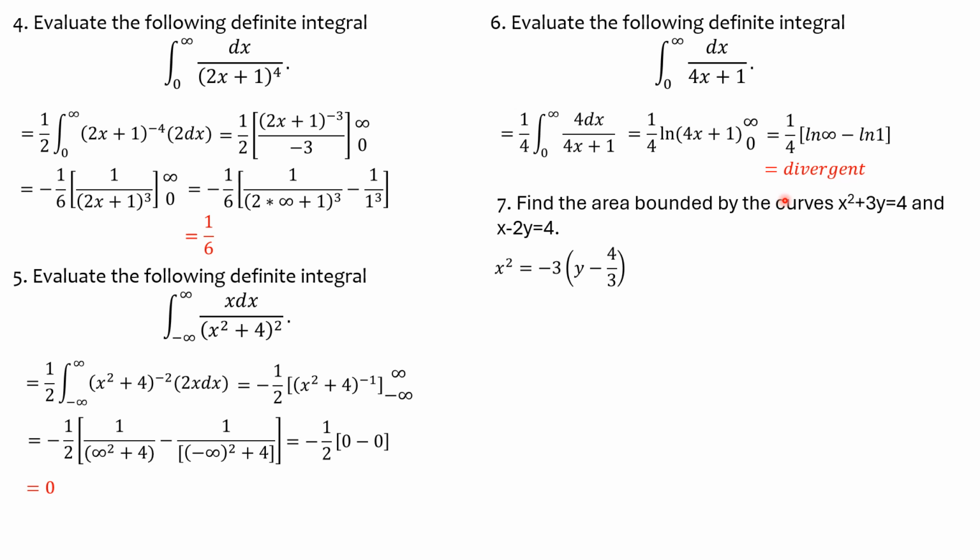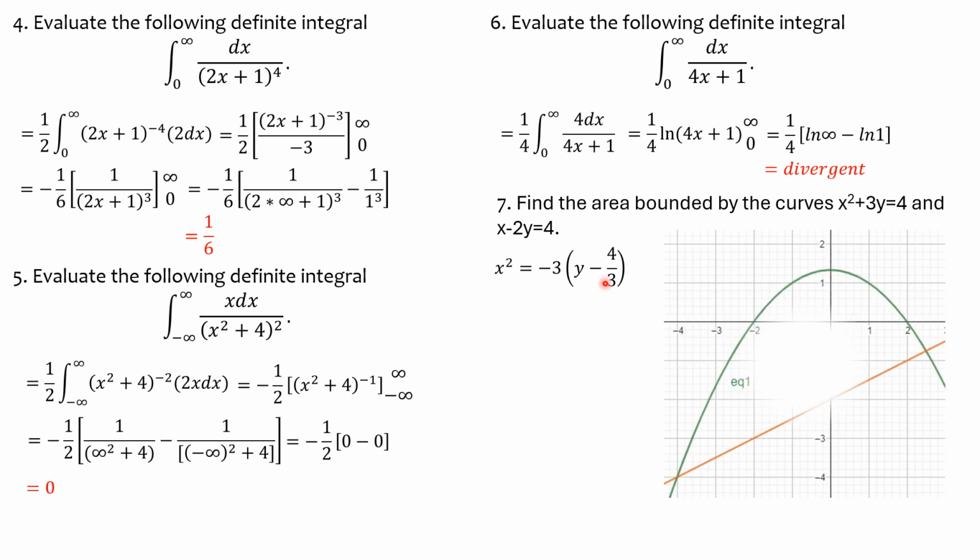x squared equals negative 3 quantity y minus 4/3, so that it is negative 3y plus 4. This is a parabola open downward with vertex at 0, positive 4/3. So this is at 0, 4/3. And this is the line in intercept form. Divide everything by 4, x over 4. So the x-intercept is 4. If this is extended, it crosses 4 there.